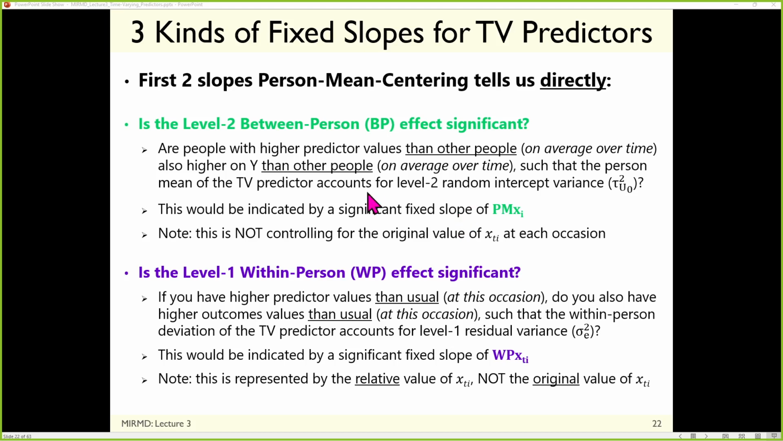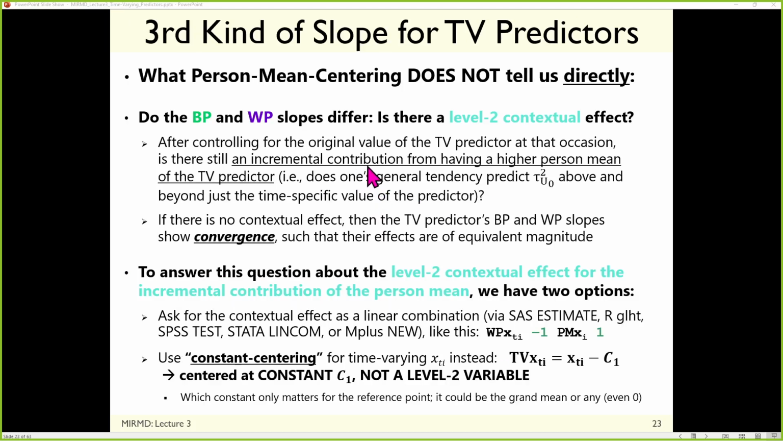The one piece of information that is not directly given by the model, but that is implied, is the third thing you might want to know, which is what's known as a contextual effect. I can explain this 2 different ways. One of them is, it's the difference of the between slope and the within slope. The end. I like that one the best. Conceptually, though, it's a level 2 effect of whether the person mean still matters after controlling for the original value of the time-varying predictor, not the relative value.